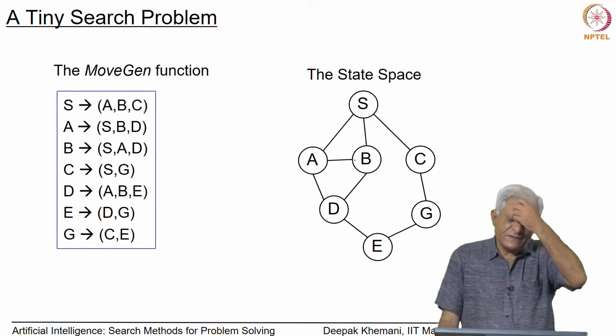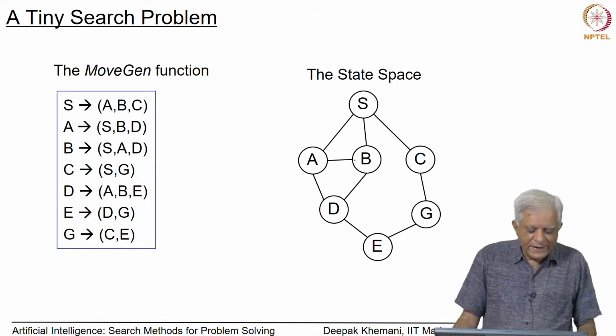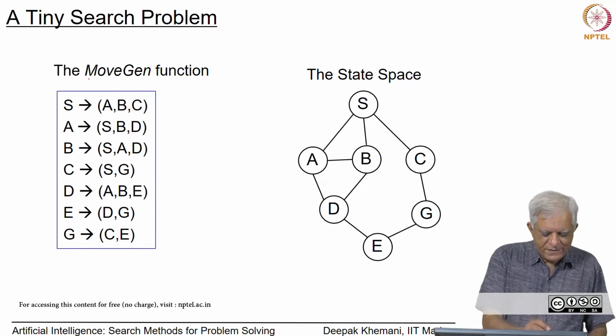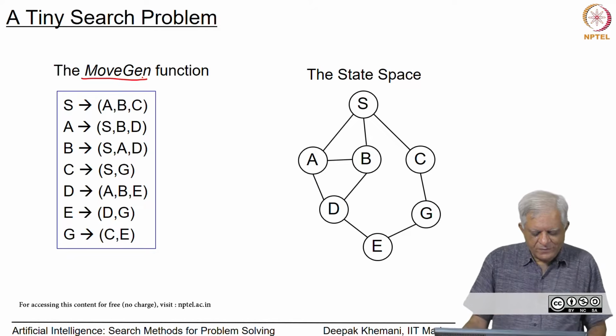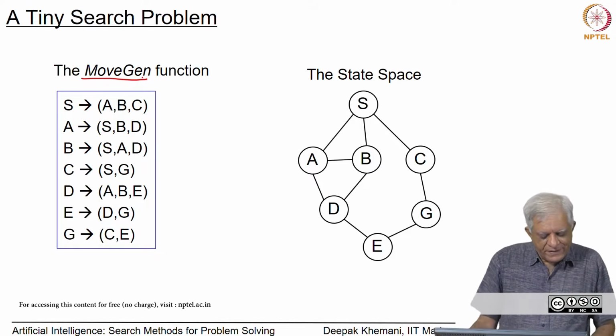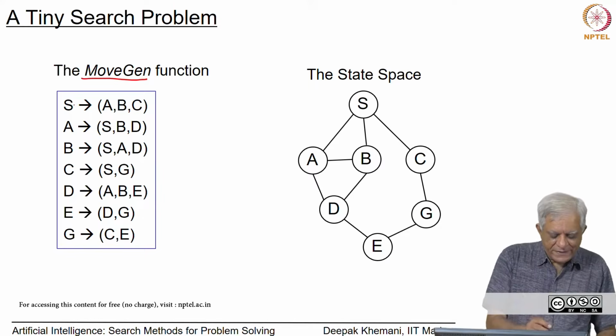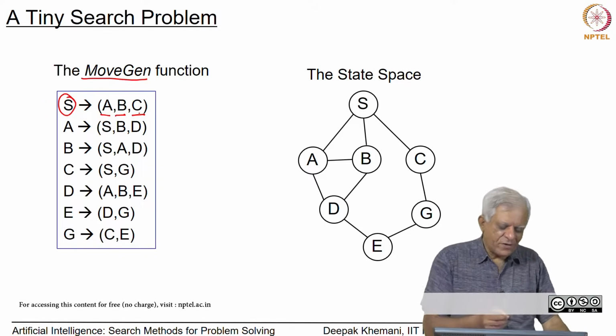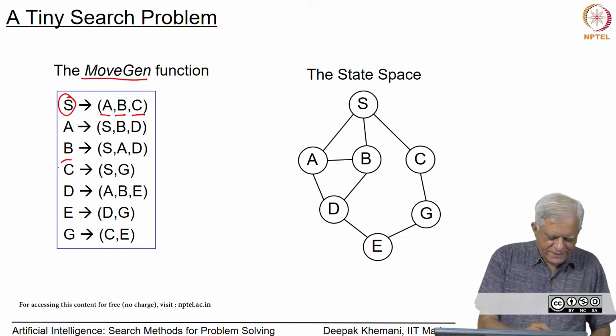So, to do that we will work with a small search problem, and the problem is given to us in the form of a moveGen function. The moveGen function is given in this table here, and the way to read this table is that from the state S you can move to either A or B or C. So, the moveGen function takes S as input and returns the list or set A, B, C. From C, for example, you could move either to S or to G.